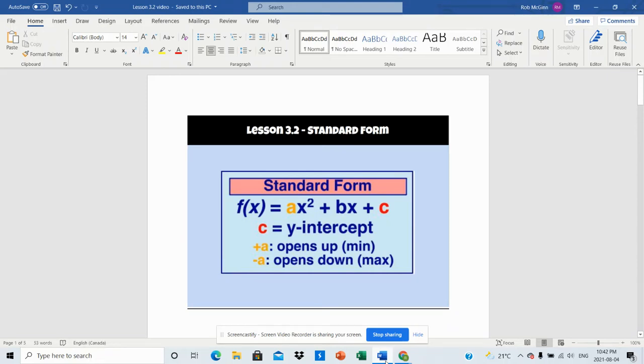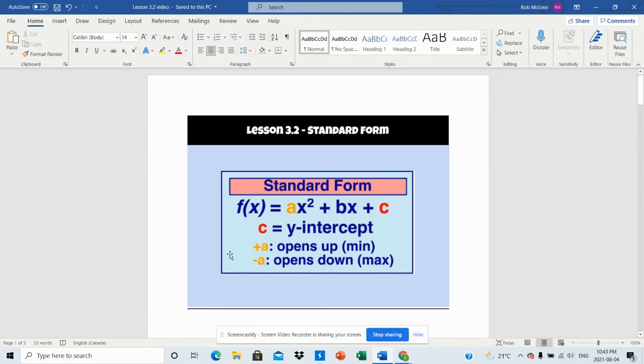Welcome to lesson 3.2, and today's lesson is all going to be about quadratic relations in standard form. What we mean by standard form is our function f of x is going to be equal to ax squared plus bx plus c. There's a couple interesting things that we can identify in the standard form. First off, the constant c, that's going to be our y-intercept. So that's going to be where the parabola crosses the y-axis.